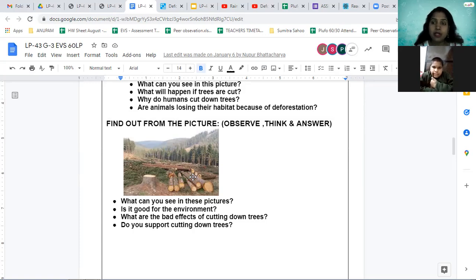Many animals lost their shelter, right? And shelter, habitat, etc. And we are also getting food from plants. We are eating the wood, leaf, different parts of the plant, already we discussed. So plants give us food also. If we are cutting down, then we lose all these things.